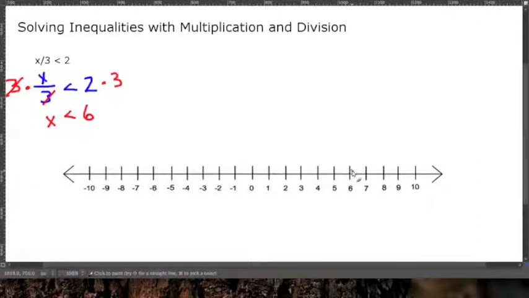So we're going to find the 6 on the number line, circle it because x is not less than or equal to, it's only less than 6. And less than means anything to the left on the number line.